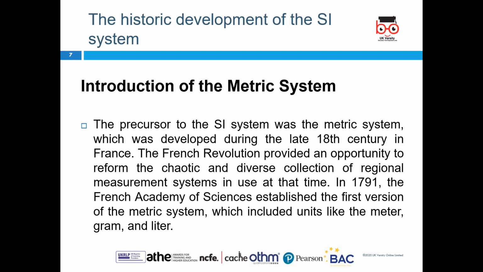So the precursor to the SI system was the metric system, which was developed during the French Revolution. A diverse collection of regional measurement systems were in use at that time. So the French Academy of Sciences consolidated all of these measurement units to establish the first version of the metric system, which included units like the meter, the gram, and the liter. These three are the most fundamental units of measurement with respect to length, weight, and quantity.